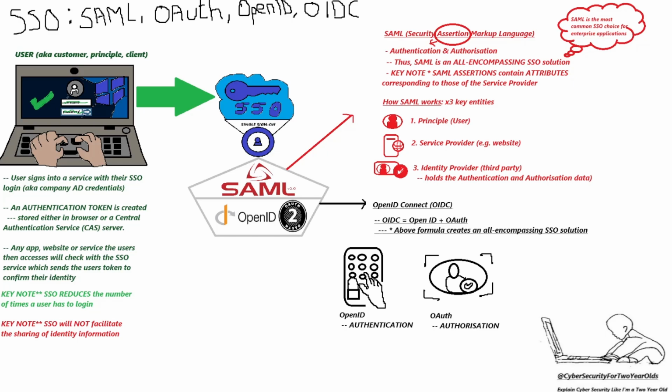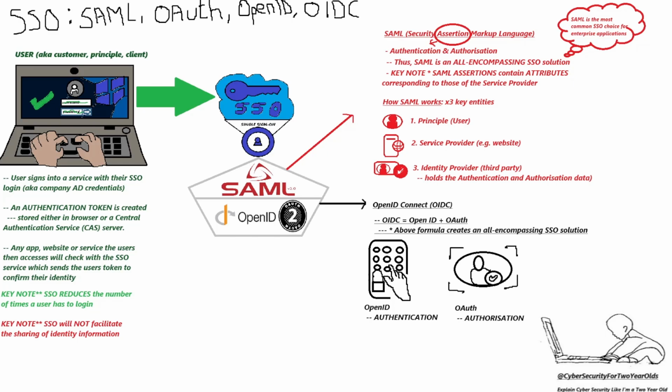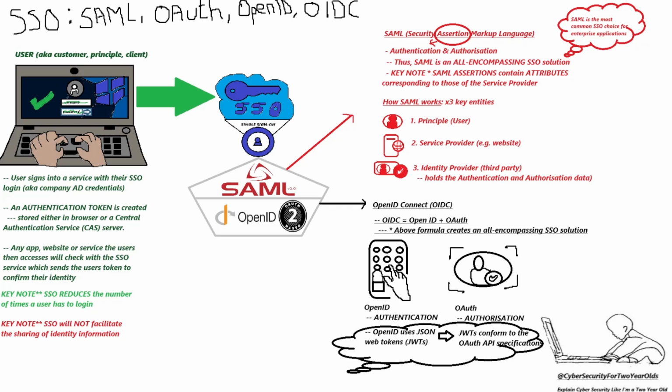A bonus tip: OpenID uses JSON Web Tokens, JWTs, which conform with the OAuth API specification, allowing for sweet harmony, which is returned back to the user's original SSO request.